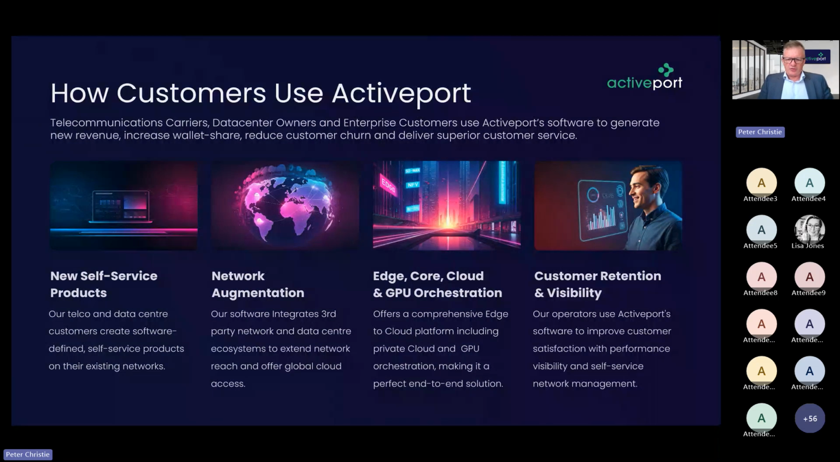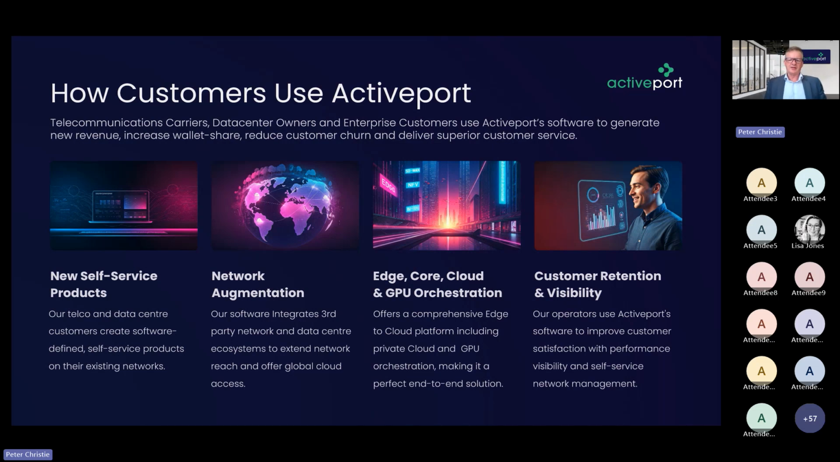We deliver GPU orchestration primarily for streaming, for interactive streaming or cloud gaming. We're looking to expand the footprint of that part of our product set into other areas where interactive streaming is important, applications like drones, robotics. And so that part of our product is a very important subset because it's very aligned with some of the current trends in the industry. And then customer retention and visibility.